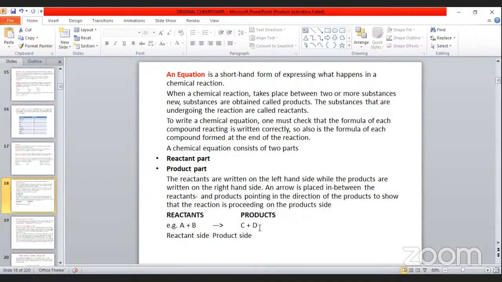To write a chemical equation, one must check that the formula of each compound reacting is written correctly. So also is the formula of each of the compounds formed at the end of the reaction. The reactants are written on the left-hand side, while the products are written on the right-hand side. An arrow is placed in between the reactants and the products, pointing in the direction of the products to show that the reaction is proceeding to the product side. This is a typical equation. In writing an equation, make sure you're using chemical symbols. Wonderful. Are we clear on this?